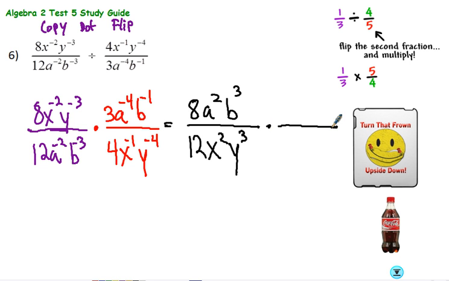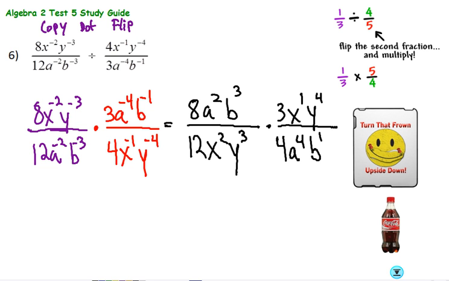Let's do the same for the second fraction. So a to the negative 4 would go to the bottom and become a positive 4. X to the negative 1 would go to the top and become x to the positive 1. B to the negative 1 to the bottom, b positive 1. Y to the negative 4 to the top to become y to the positive 4. All right, so now we've rewritten it as a multiplication problem. Check. Rewritten with positive exponents. We've turned everybody's frowns upside down. Check. Now we can start slashing away here.